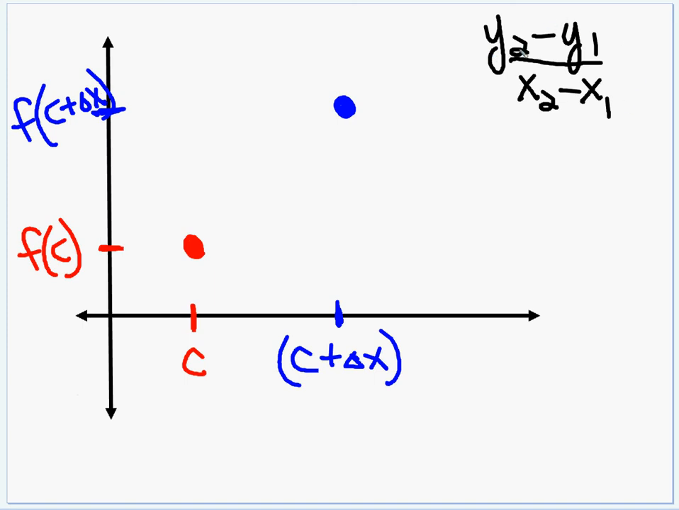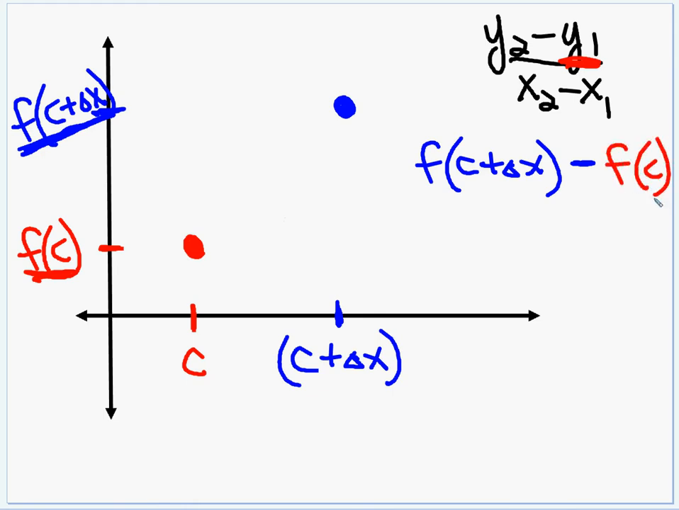So back to our old definition of slope up here in the corner, change in y over change in x. Let's update that with this new calculus notation. Our y2 value would be the higher of the two in this case, so that would be f of C plus delta x. And then we subtract the first y value, that would be f of C. And then in our denominator we have x2 minus x1. Our x2 would be C plus delta x.